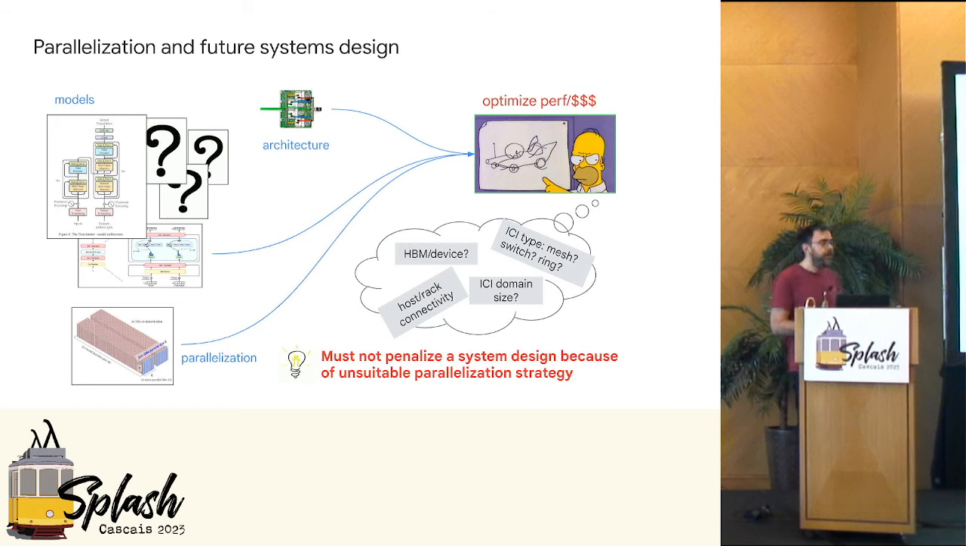So you're a systems designer, and you are given the new architecture for the new GPUs or TPUs or accelerators, and you have some representative models that you think are going to be used in the future, and you want to figure out, okay, how much memory should I actually have on every device? What should be my interconnect type? Should I be using a hierarchical system, a switched system, a mesh? What is my ICI domain size? How many devices should I have on the fast network, and how many devices should communicate through a slower host network, for example? What should be my host connectivity? How much bandwidth should I put? How many NICs should I put per host?